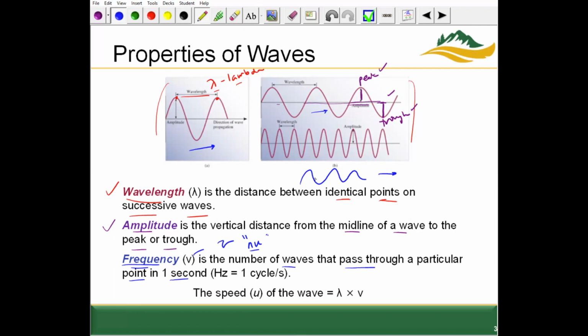So if we watch this wave pass through some specific point, so that's our eye looking at this, if we were to stand right here, we would see the wave pass through. So we'd see the peak, then we'd see a trough, then we'd see another peak, etc., because it has direction, it's moving. So if we were to stand right here, the frequency is the number of waves that pass through a particular point within 1 second. So how many times does it happen per second?